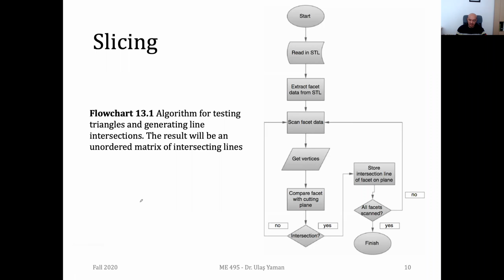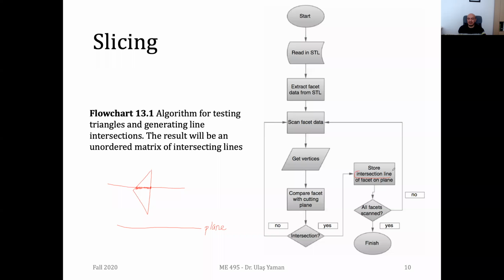Yes, pen. So assume that this is a triangle, and if you have such a slicing plane, obviously we don't have any intersection. But once you have an intersection like this one, then you need to compute these intersection points and obtain this intersecting line segment. So this is done here. If there is no intersection with that triangle, then you should continue with the next triangle in your file. But if you do have an intersection, then you need to store this intersecting line.